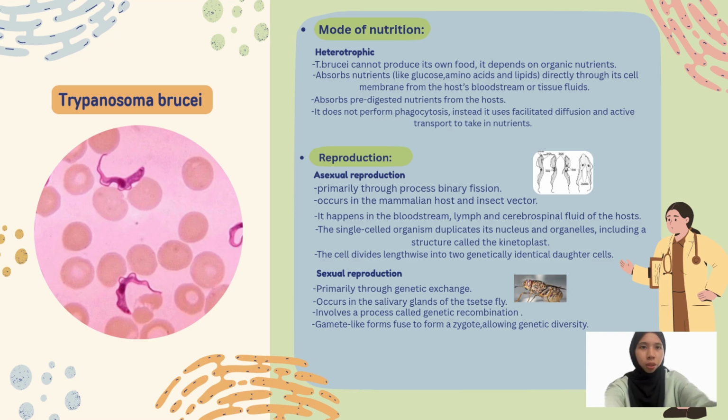Moreover, for sexual reproduction, it undergoes a genetic exchange. It occurs in the salivary glands of the tsetse fly. It involves a process called genetic recombination, where gamete-like forms fuse to form a zygote, allowing genetic diversity.